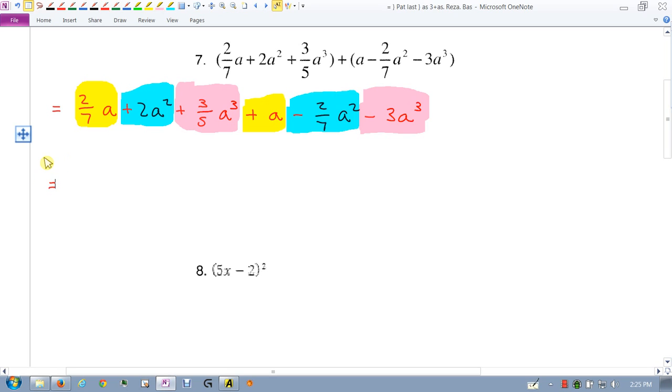All right, so I'm going to take 2/7 a, and I'm going to add to it a, which is really a 1a. So I need to take 1 and add 2/7. 1 and 2/7 would be the improper fraction, or sorry, the mixed number. It'd be 9/7. So 2/7 plus 1 is 9/7. So if we put 1 and 2/7 and 1, it would be 9.